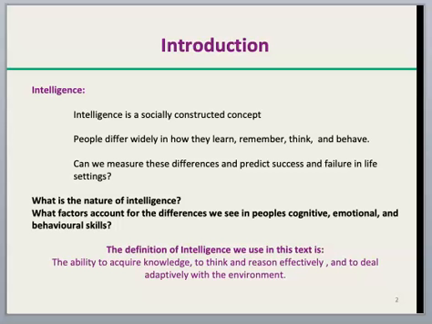Psychologists also look at what is the nature of intelligence, what factors account for the differences that we see in people's cognitive, emotional, and behavioral skills. The definition that this text uses for intelligence is: intelligence is the ability to acquire knowledge, to think and reason effectively, and to deal adaptively with the environment.